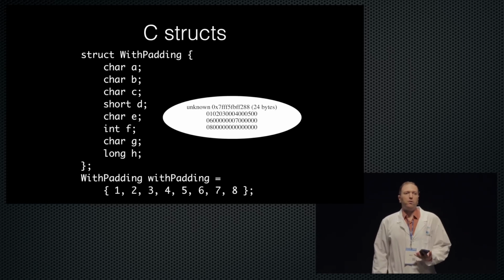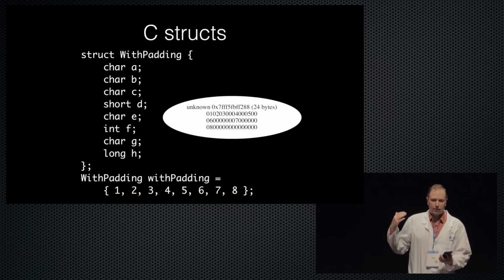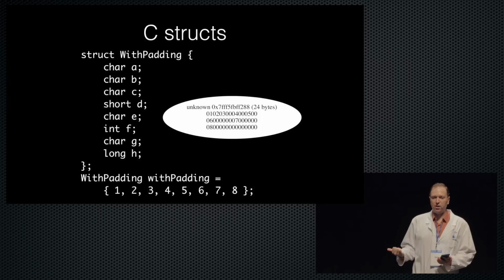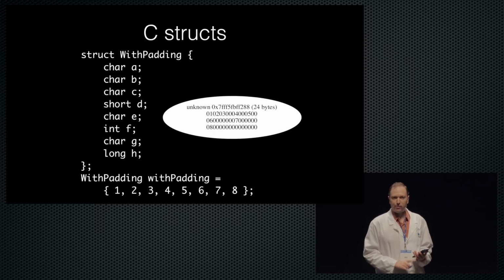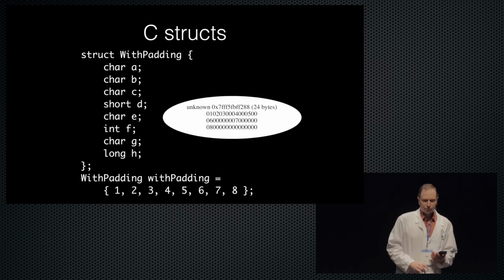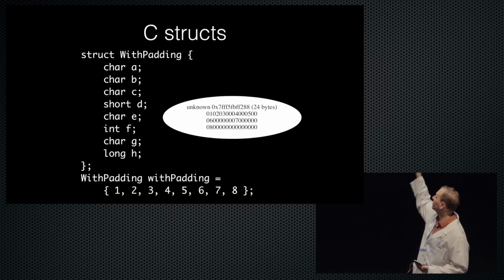It gets more interesting when you get different sizes. So this is a struct that has a bunch of fields of different sizes, A through H. Some of them are 1 byte, that's char. Some of them are 2 bytes, those are shorts. Some of them are 4, that's integers. And some of them are 8 bytes, that's long. And again, the compiler just lays them out one by one. You can see 1, 2, 3, 4, 5, 6, 7, 8.